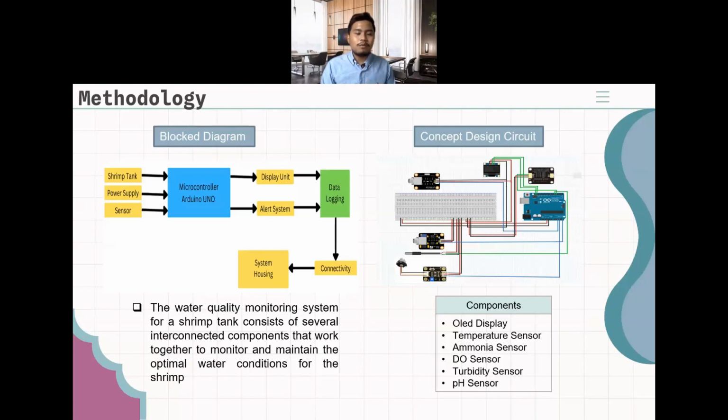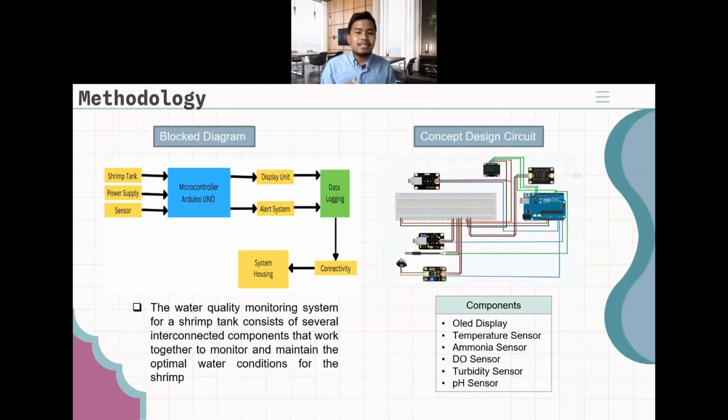The next part is connectivity. The connectivity component offers optional integration with external devices or networks. It allows for remote monitoring and control of the water quality in the shrimp tank. This feature provides convenience and flexibility to the user, enabling them to access real-time data, receive notifications, and make adjustments or interventions remotely.